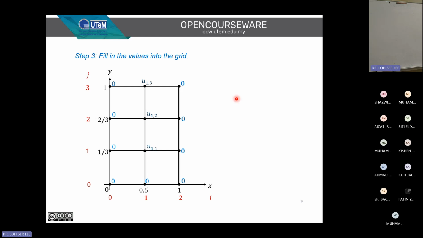So there are 2 representations for the u. One is u(x,t), and another one is u_ij. Basically, for example, this one is u11, and this can also be u(0.5, 1/3). We have 2 ways to represent the points. One is u(x,t), another one is u_ij. But for the internal points, we will use u_ij because the formula given is in i, j form.